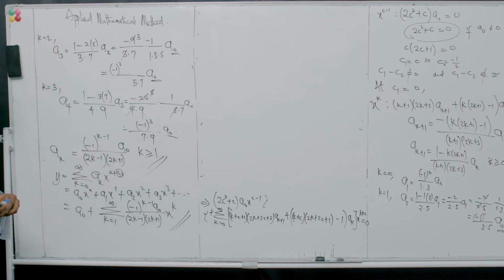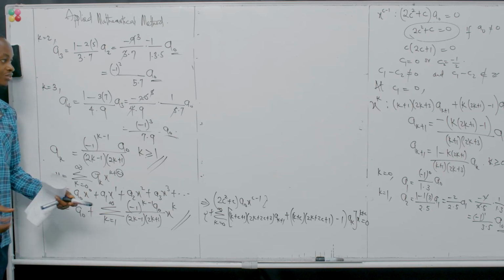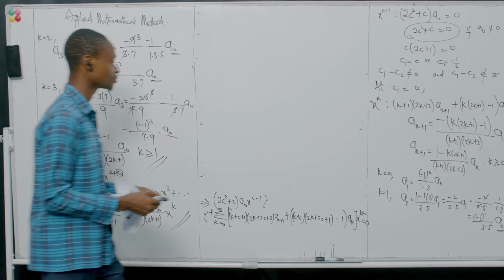All of them is in terms of a naught. Of course, you can still go ahead to say you want to factorize this and this and bring a naught out. That's fine. Anyone you decide to use is good.